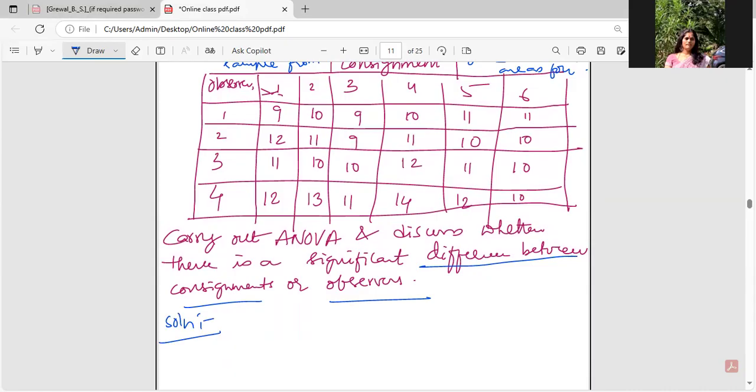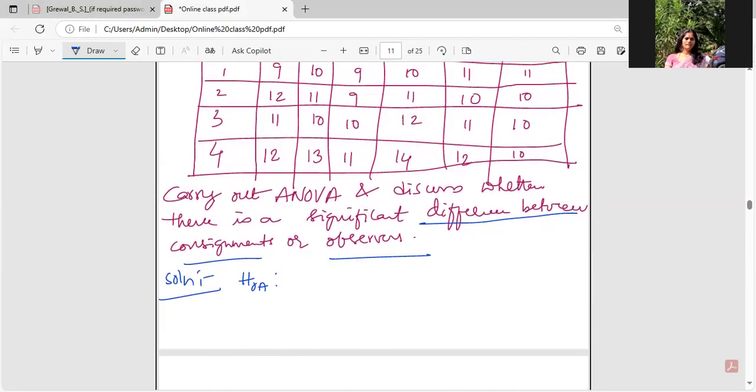So how will I proceed first? Whenever I'm testing some hypothesis, I'll go with the H0 and H1 or HA, the alternate hypothesis. Now here two things are there. So H0 of A and H0 of B, I have to set the null hypothesis for both the consignment and the observers. I will take that all the means are the same. Consignments are 6 in number, and observers are 4 in number.